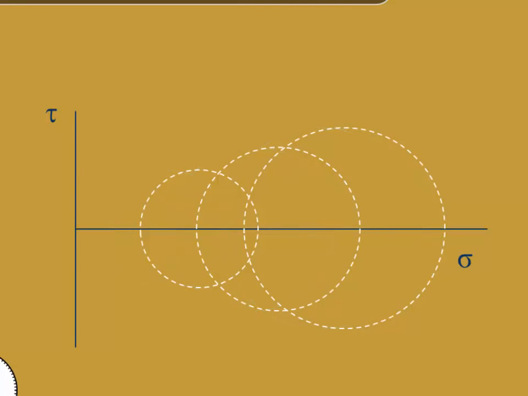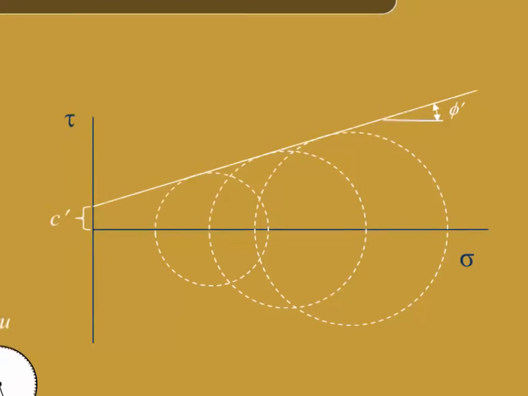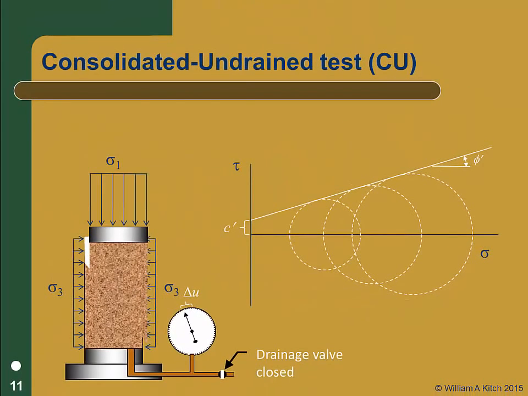If we consider just the effective stress circles, we can plot the effective stress failure envelope and determine the strength parameters phi prime and c prime. Therefore, from a CU test with pore pressure measurements, we can determine the effective stress strength parameters even though the shear phase is in an undrained condition.